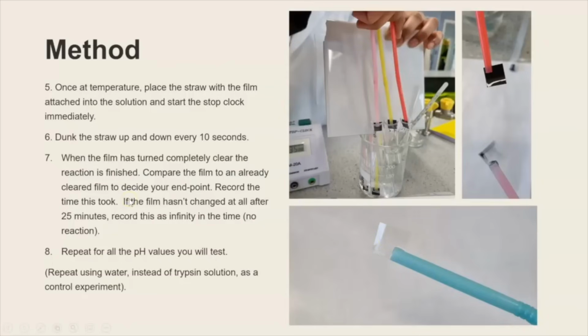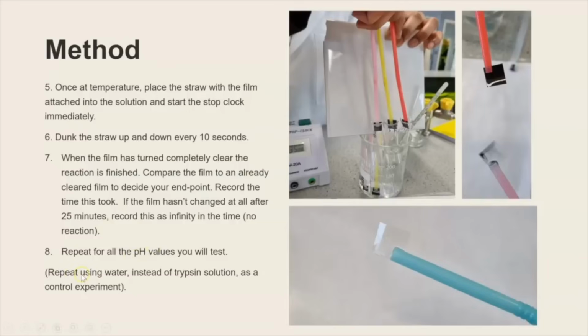Now at some pHs, the enzyme may be fully denatured and therefore none of the gelatin would ever be digested. And if that's the case, we won't have all the time to just wait indefinitely. So after 25 minutes, if there's been no change at all in the film, then stop and record that as infinity, or in other words, no reaction. So that will then need to be repeated for all of the pHs that you want to test.